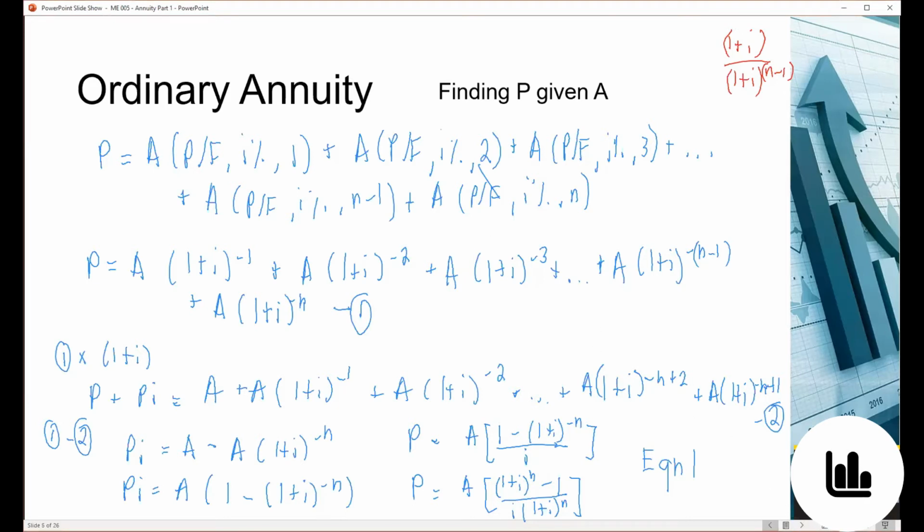Sir, saan dun yung final formula? Ito, itong nasa baba. Box. Wait lang po. Ano ba yun? Ito. Tada.